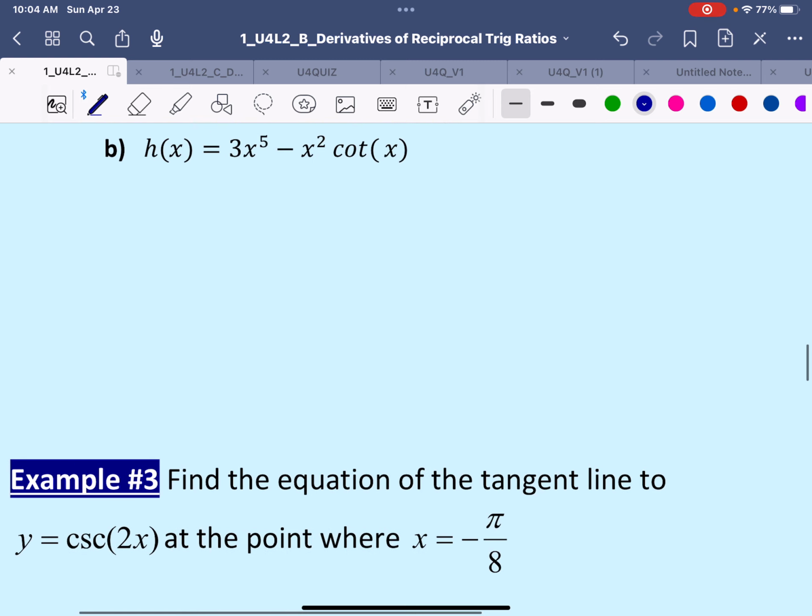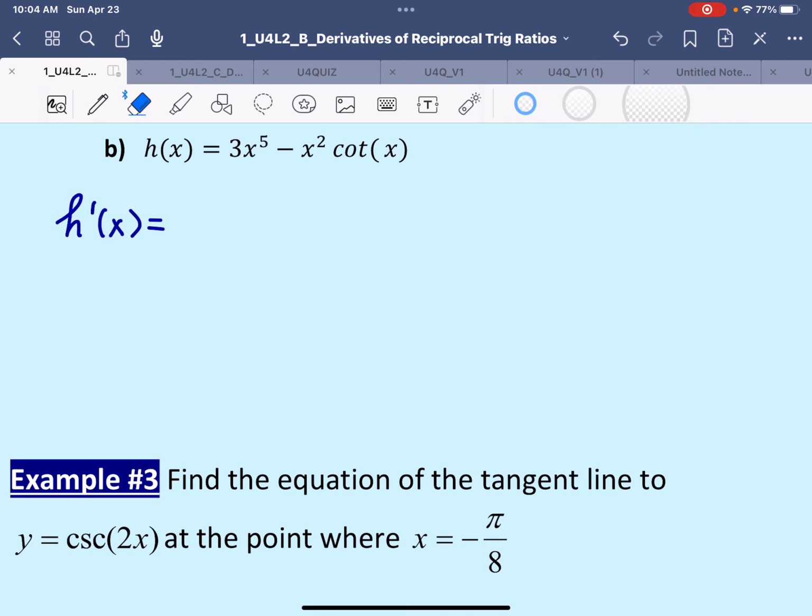Here again, we have a function that is given as a difference of two groups of terms. So we differentiate each group separately. So we have h prime of x equals, so the first is just a polynomial term. So you apply the power rule. So 3 times 5, 15, x to the power of 4 minus.